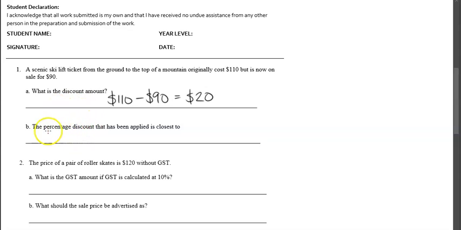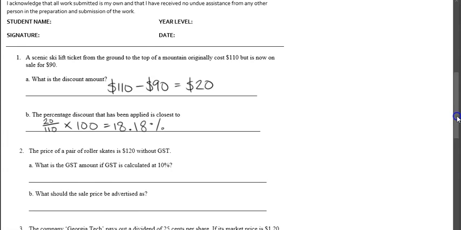for these prices. So in this case, it's what the discount amount is, 20, over what the original price is, 110, and times this by 100. When you put this into the calculator, the general rule of thumb is to round to 2 decimal places unless it tells you otherwise. In this case, it's 18.18%.